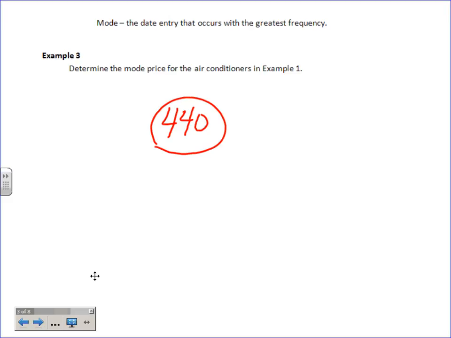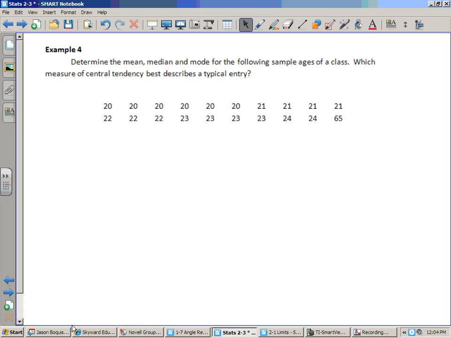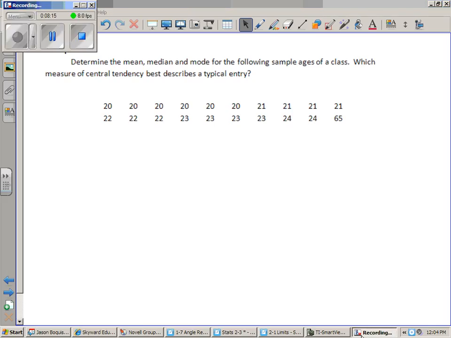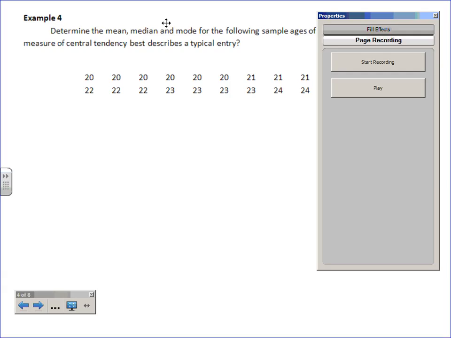Okay, on example four, I'm going to set you loose on your own here. Determine the mean, median, and mode for the following sample ages of a class. Which measure of central tendency best describes a typical entry? So that might be an interesting question. So why don't you take some time to do that? All right, let's see how you did. What'd you come up with?